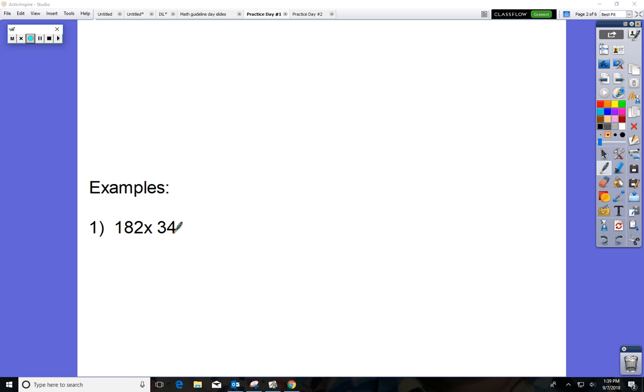So to start with this, what I'm going to do is write the longer of the two numbers, which would be the 182 since it has 3 digits, on top. And underneath that, I'm going to write the 34. And I'm going to line it up by putting my ones underneath my ones and my tens underneath my tens.